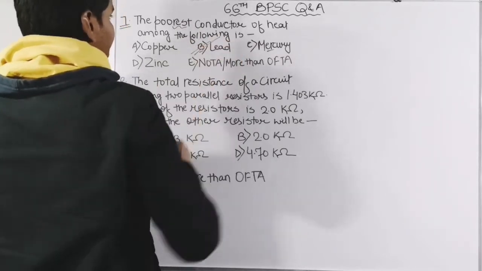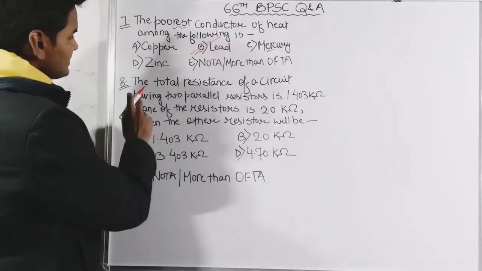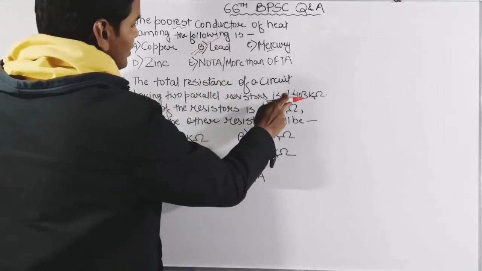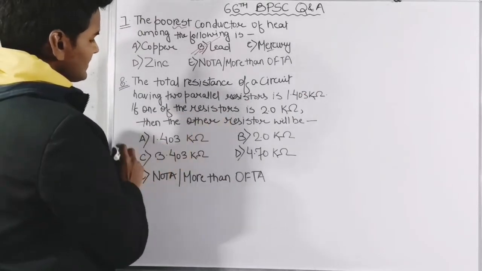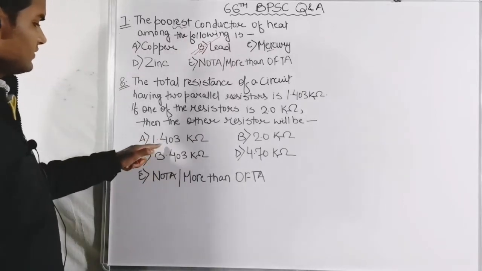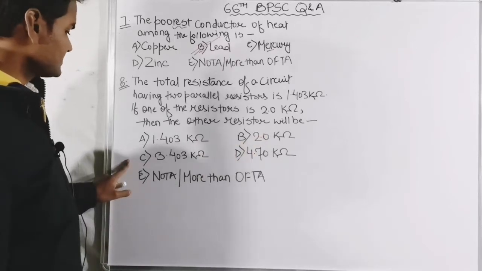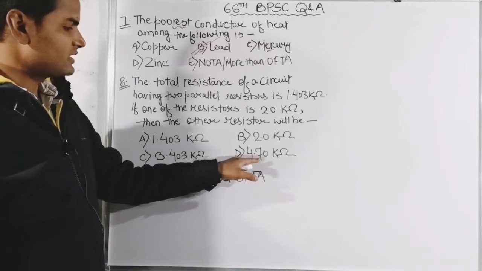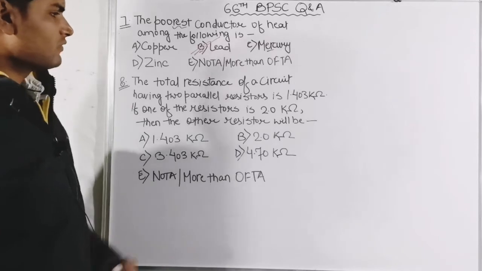Now question number 8 is based on electricity. The total resistance of a circuit having two parallel resistors is 1.403 kilo ohm. If one of the resistors is 2 kilo ohm, then the other resistor will be: option A is 1.403 kilo ohm, option B is 2 kilo ohm, option C is 3.403 kilo ohm, option D is 4.70 kilo ohm, and option E is none of the above or more than one of the above.